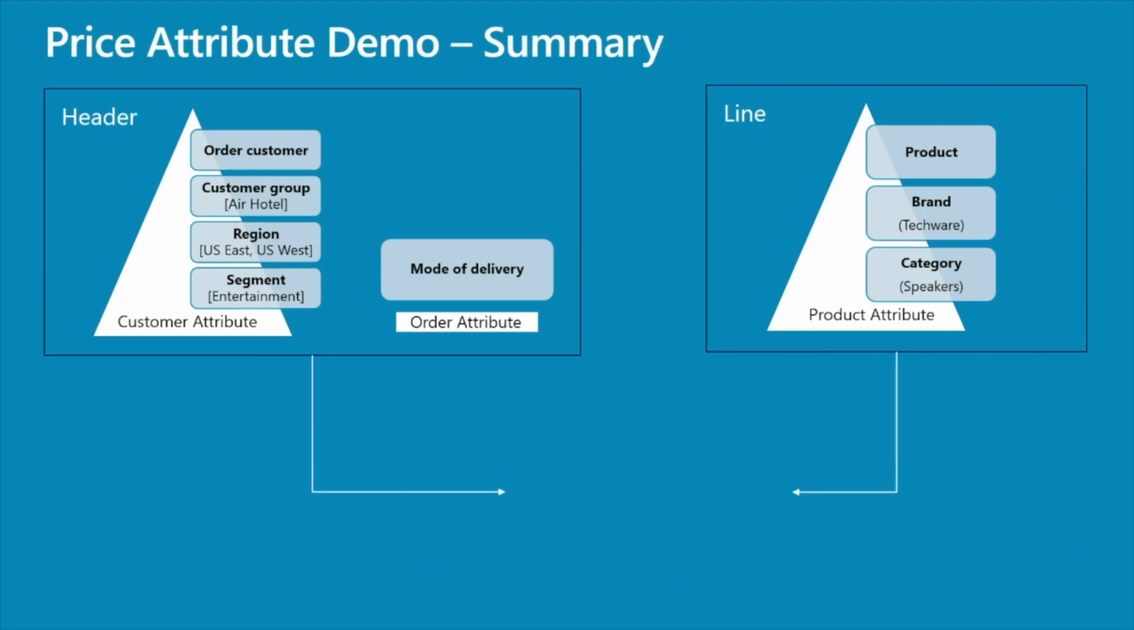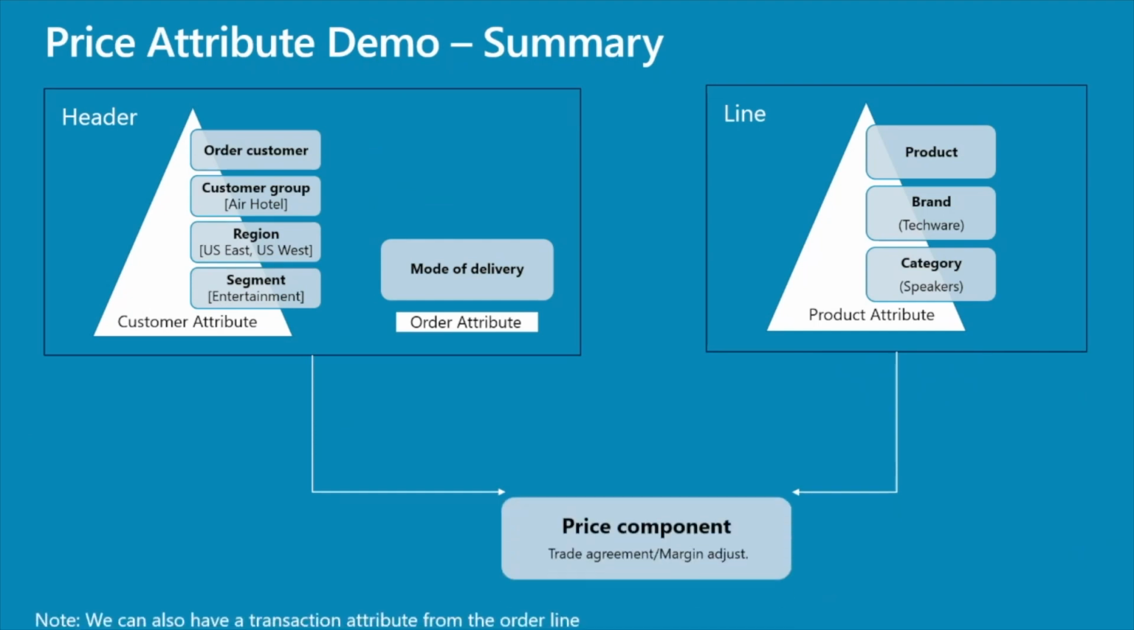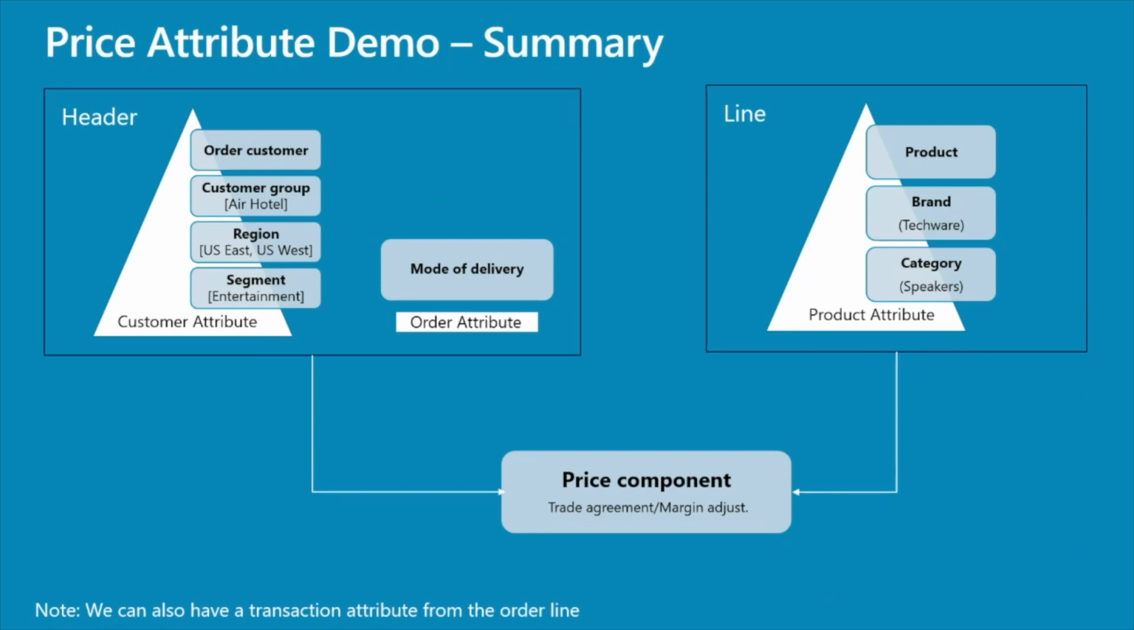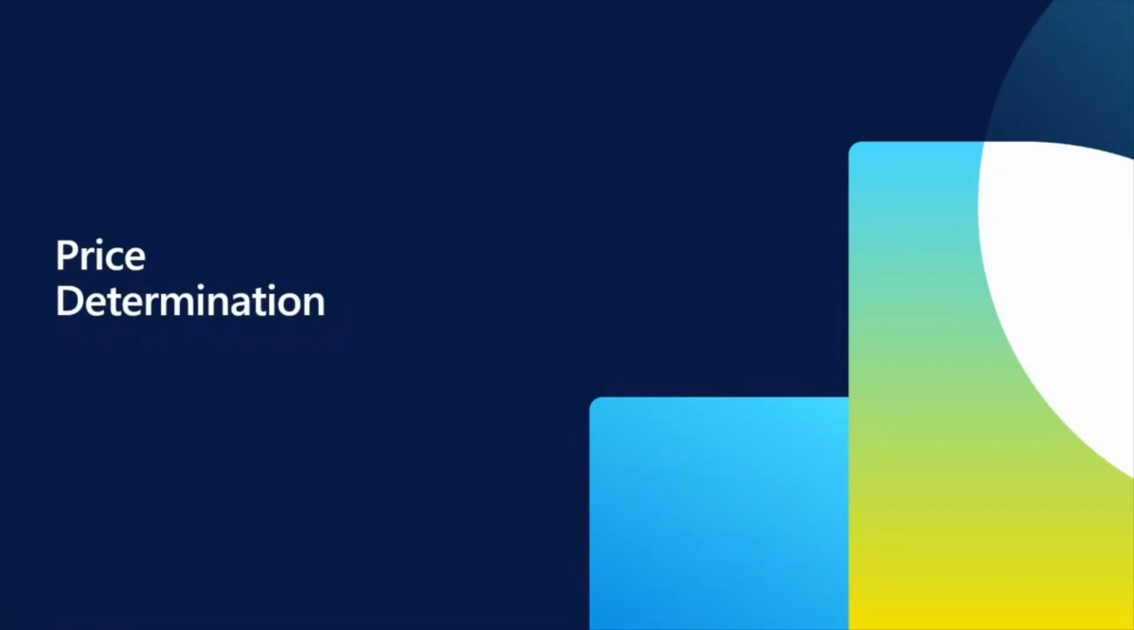Then Contoso Entertainment System have decided where the attributes will be used. So Contoso Entertainment System would like to use the attributes of the header and the line combination to be used in the price component, such as trade agreement or margin adjustment. Many organizations require multiple sources for pricing. Pricing management in Dynamics 365 supports pricing based on trade agreement, and if no trade agreement is available, then it will look into the base price.